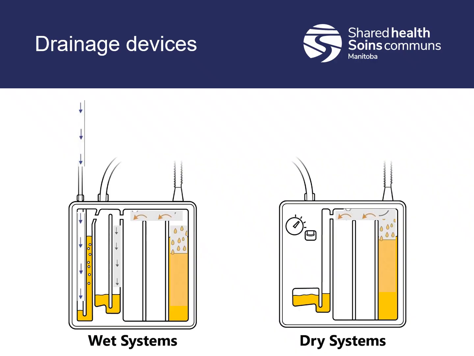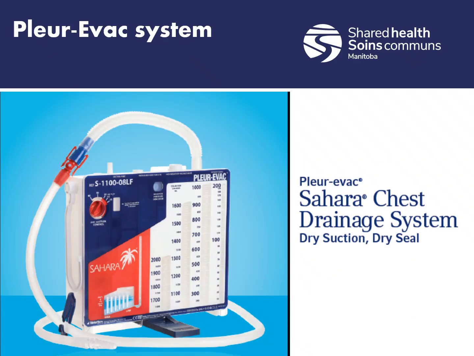The most common device we're going to come across is the Sahara chest drainage system, which is a dry suction device. If the patient requires a chest tube to remove or drain air, blood, or fluid from the pleural cavity, care really for us focuses on maintaining and troubleshooting chest tube drainage systems to ensure that it functions properly and the patient is protected from any kind of infection.